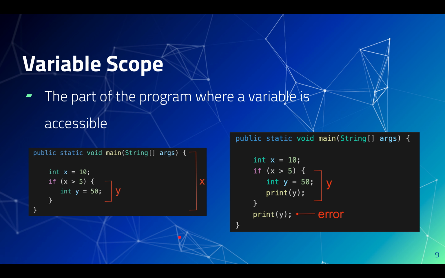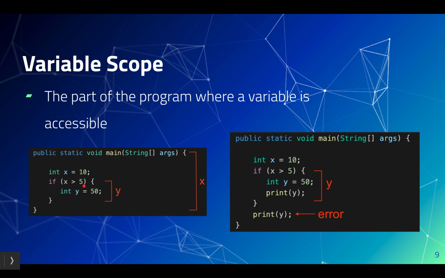Now we're going to talk about variable scope. Variable scope is the part of a program where our variable is accessible, meaning you can use it and modify it in that area. If a variable is declared inside a set of curly braces, like the ones you use in an if statement or a loop, the variable can only be used inside that set of curly braces.